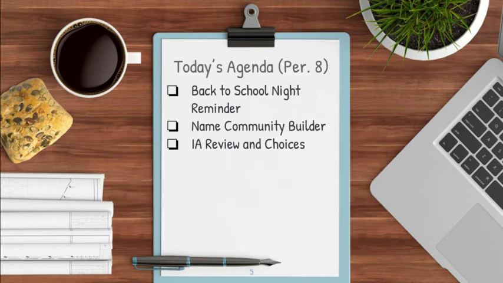All right, our agenda for today. A back to school night reminder, if you get this in time. The name community builder activity, which we had to skip last week because we had a shortened class, and then a review of the internal assessment and your choices.